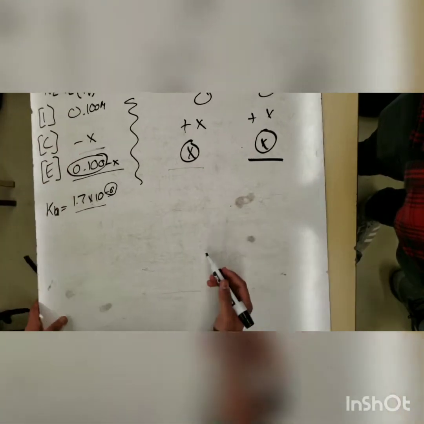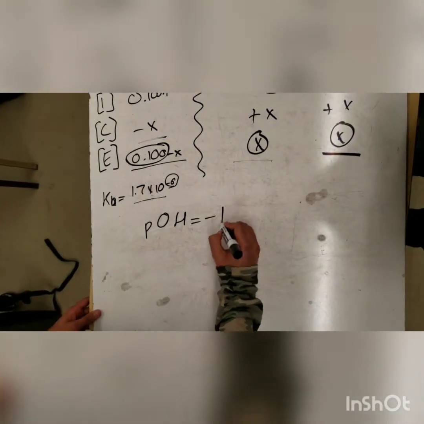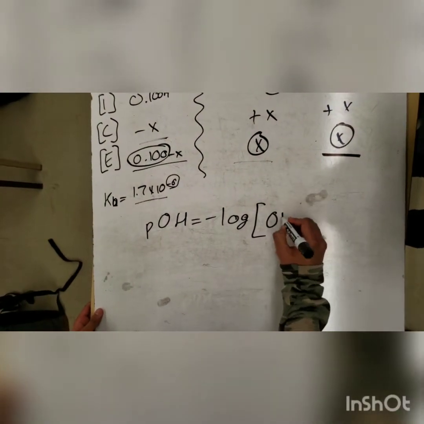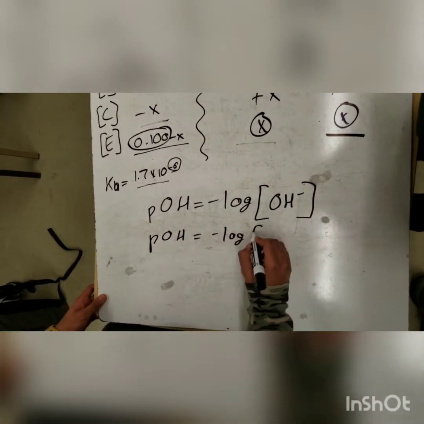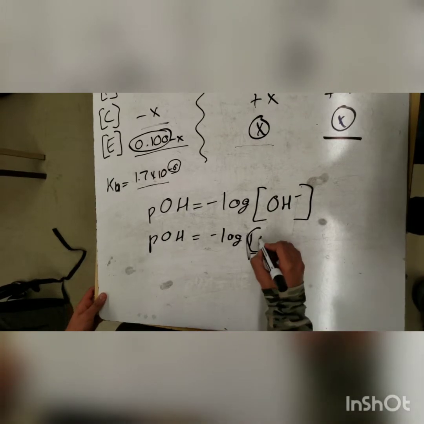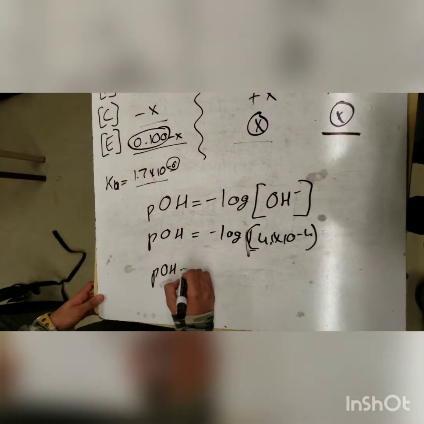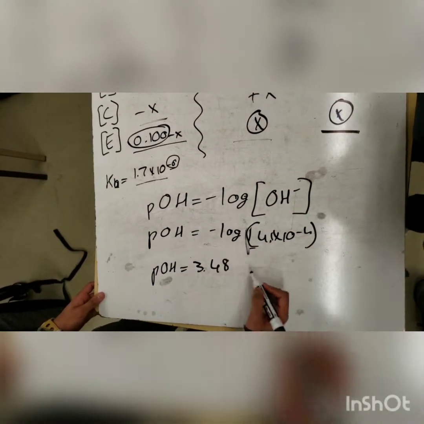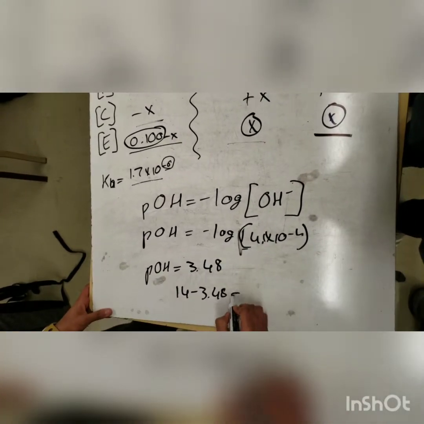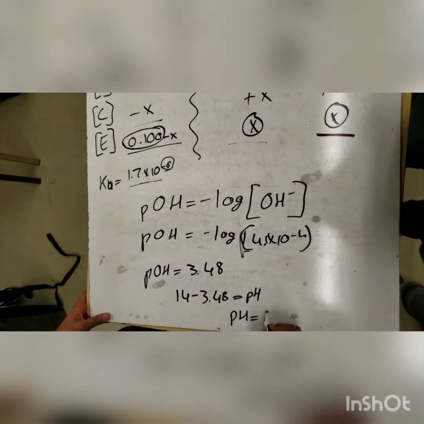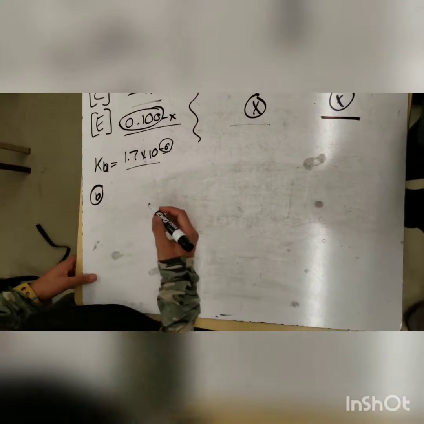So now it's asking me to calculate the pH, so we know that we're going to calculate the pOH, which is negative log concentration of the hydroxide. We know that we calculated it before, so it's the negative log of 4.1 times 10 to the power of negative 4, and so the pOH comes out to be 3.48, but the question asks us for the pH, so we do 14 minus 3.48, and so the pH equals 10.62.